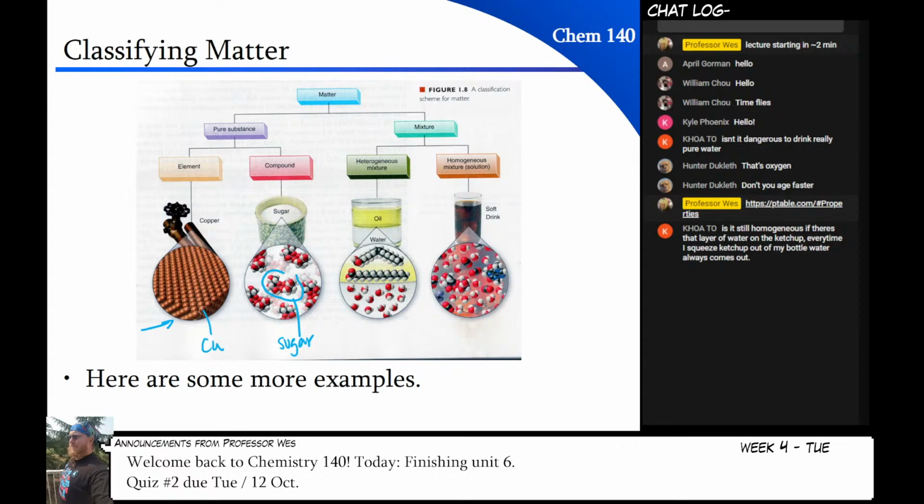Here you have oil and water. The water is down here, and then this is what oil looks like. And then finally over here with the soft drink, you have a bunch of stuff. So this guy's CO2. This is H2O. I want to say that that's caffeine. This is phosphoric acid. And so on.